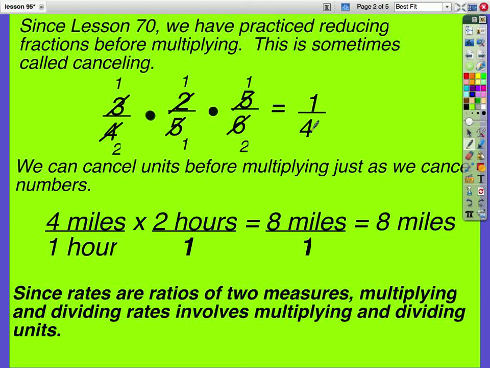So if I have 4 miles per hour times 2 hours, okay, I want to know how far I went. Notice how I have an hours on top and hours on bottom. They can cancel out. Okay, just like numbers. So now my only label left is miles, and 4 times 2 is 8 miles. Since rates are ratios of 2 measures, multiplying and dividing rates involves multiplying and dividing units.